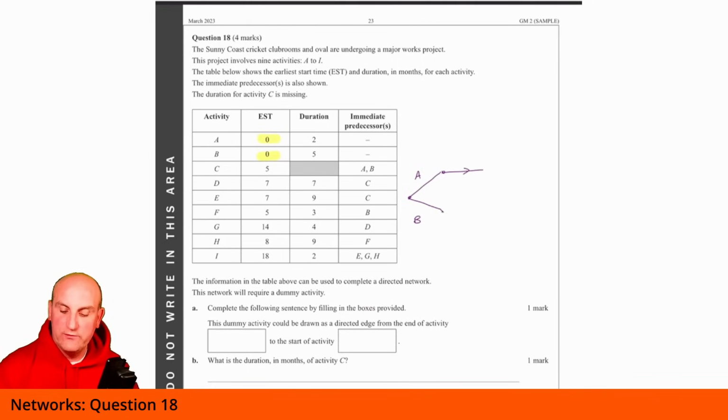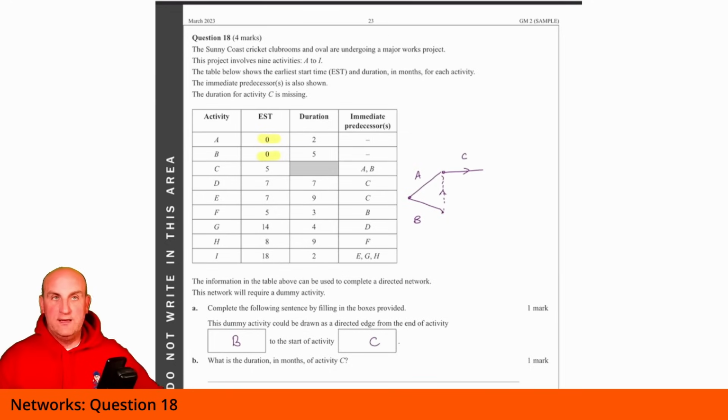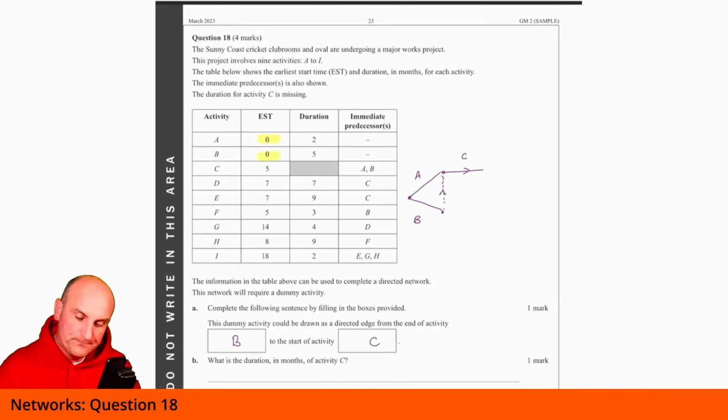So in which case, before I go any further, I now know that my dummy activity would have to be from the end of B to the beginning of C. There's no other way it's going to be able to do it because it just doesn't work otherwise. Right, where do we go next? So that's my C done.